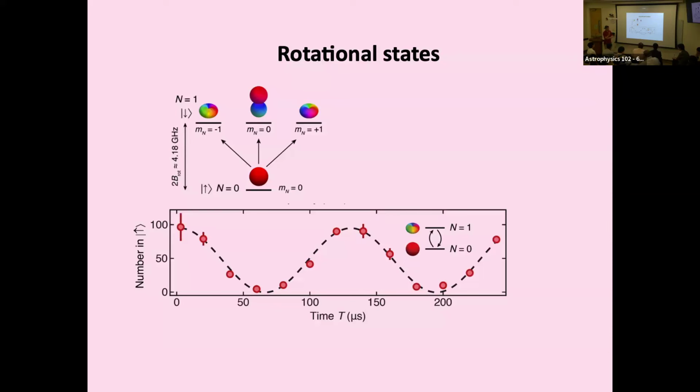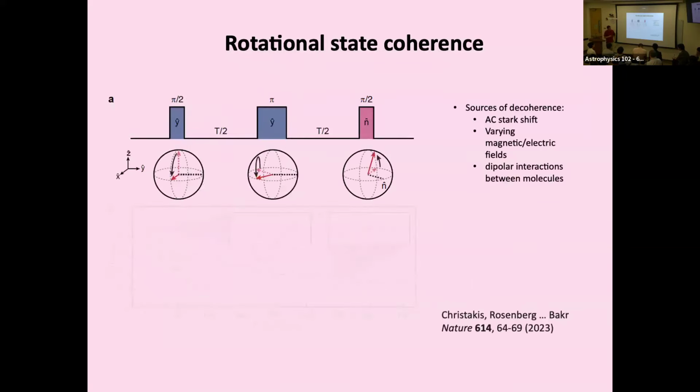Okay, so there's no decay, T1 is infinite. So the only thing you have to worry about is T2. Can I prepare superpositions, and how long do they live? So sources of decoherence, I can list a few here. So you can have maybe electric fields and light fields. The nice thing about our molecules is they're in a singlet state, so they don't couple very strongly to magnetic fields.